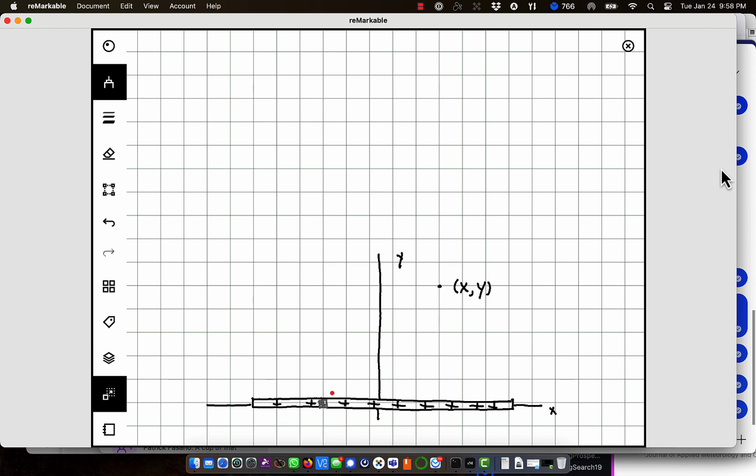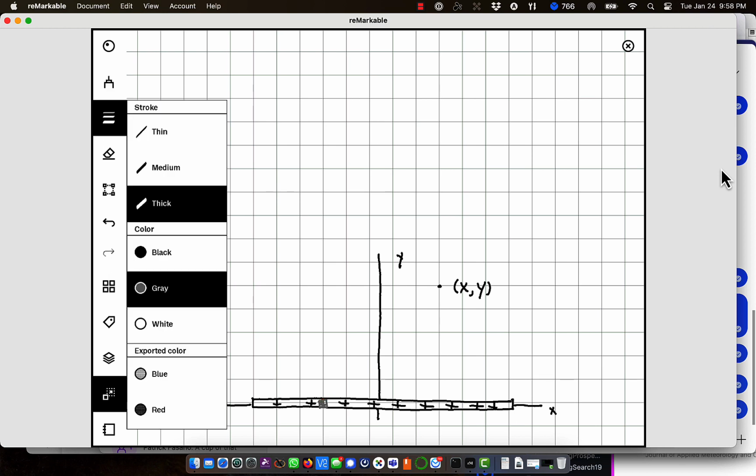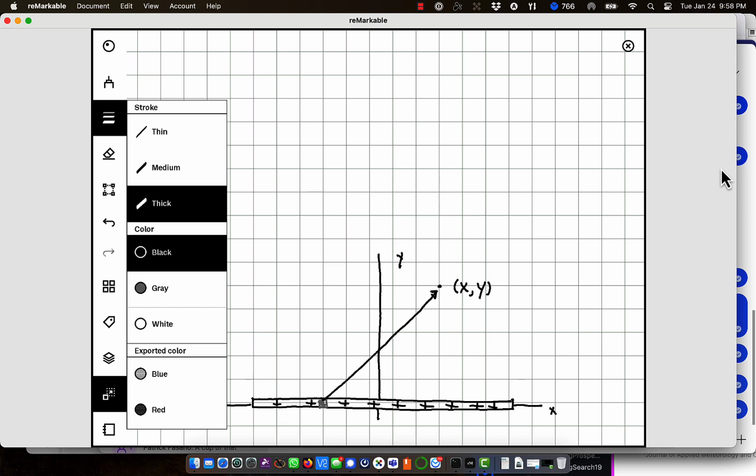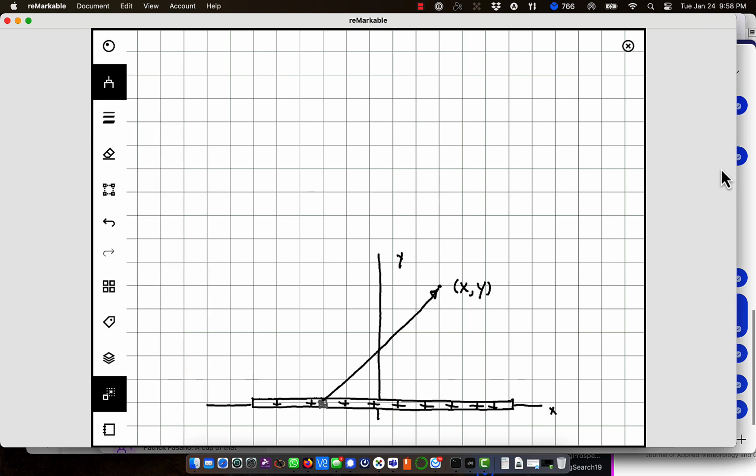So we'll start with writing our little bit of charge. That little gray area is our little charge there. And we're going to draw an R vector. The R vector extends from the bit of charge to the observation point. That's going to be our R vector. And we'll label it R vector.